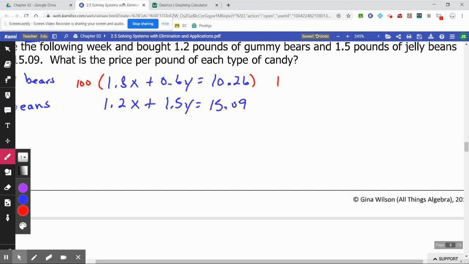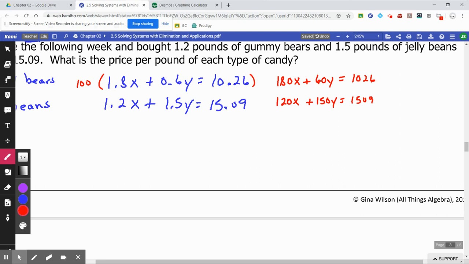Then you have your first equation is 180x plus 60y is equal to 1026. Your second equation, if you do the same thing, would be 120x plus 150y is equal to 1,509. So that cleans it up a good bit. If you're bogged down with the decimals, that's something that's tricky to have. Now let's look at the equations that we have left.